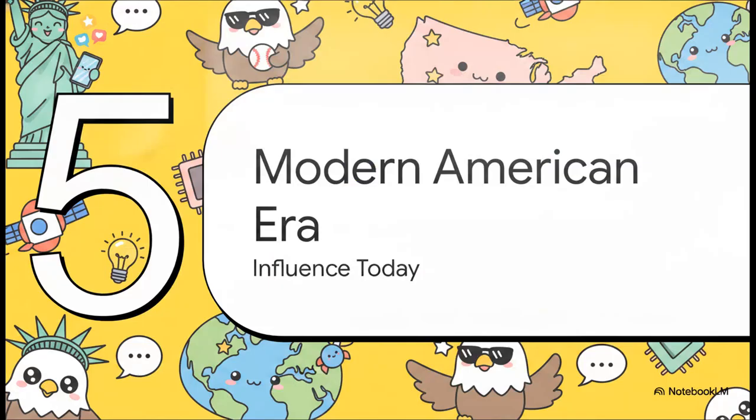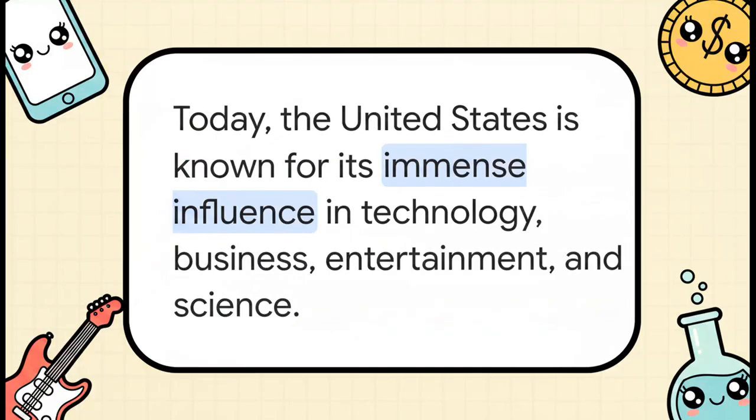And that leads us to Part 5, the modern American era. Influence today. Today, the United States is known all over the world for its massive influence in technology, business, entertainment, and science. It's no longer just about territorial expansion or military might, right? It's about this immense cultural, economic, and digital reach that's likely impacting the very device you are watching this explainer on right now. The innovations born here literally echo across the globe in real time.